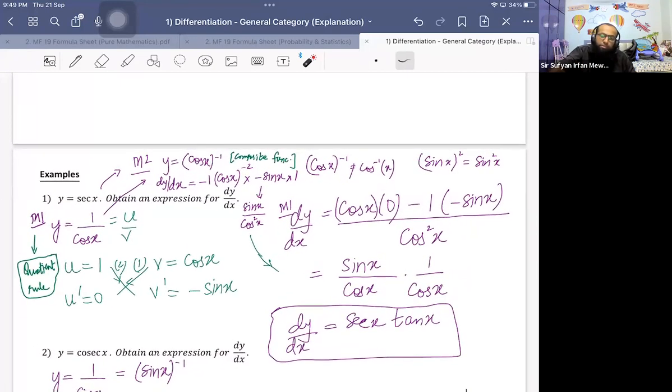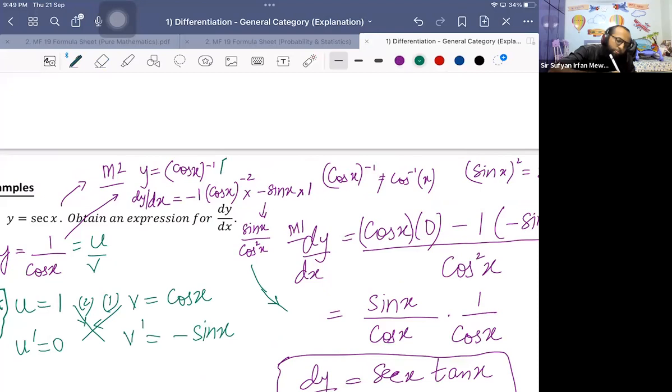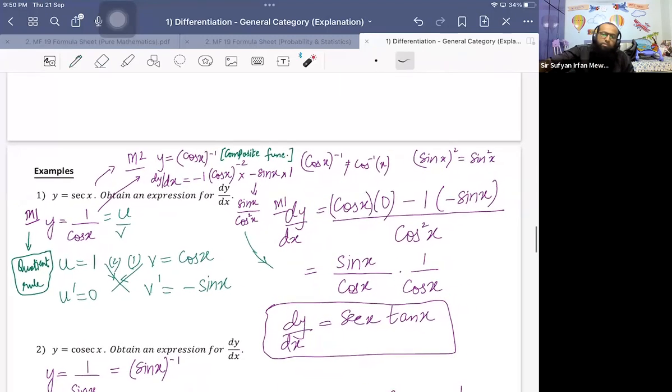So the differentiation of sec x is written in the formula sheet. We do not have to remember this, right? MF19. But at times we have to show how this came. So we need to show the working. So either we can use the quotient rule or we can use the concept of composite functions. Both are possible. Right? So is everyone clear with example number 1? Just let me know.